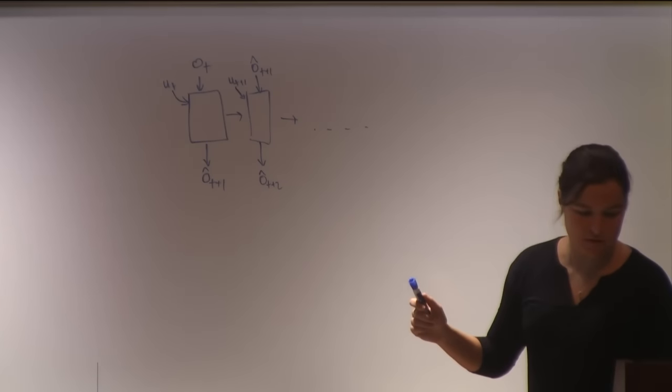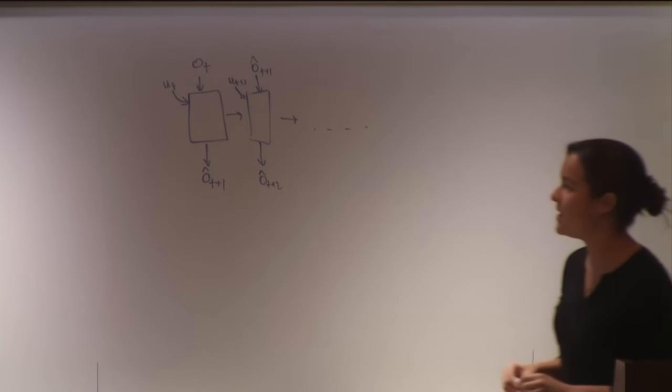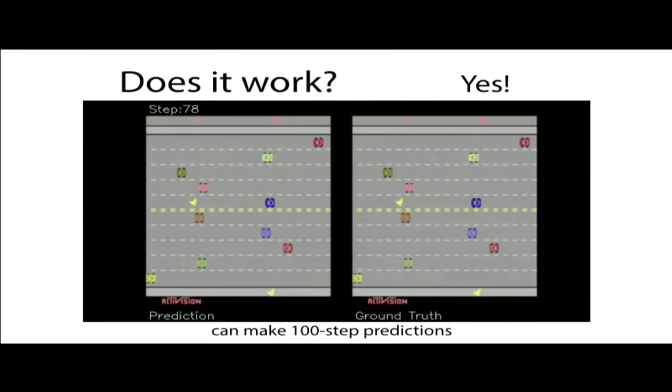So now that we've talked about this, does it work? Here's an example of the predictions on the game Freeway. On the left are the predictions rolled out from the model, and in this case, I believe this is a 100-frame prediction. So this is not passing in the ground truth frame at every time step. This is just rolling out, given the initial frame and given all the future sequence of actions, what does the future video look like? And as you can see, the results are very impressive. The predictions are very close to the ground truth, and it can successfully make up to 100-step predictions very accurately.